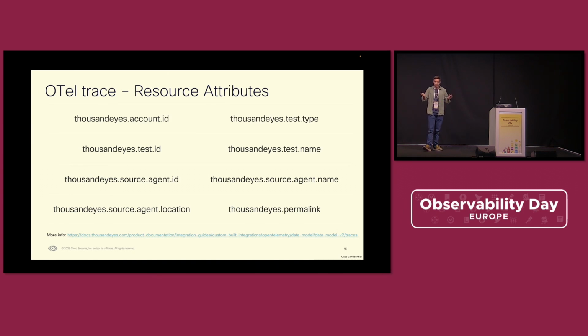And of course, it's going to be an agent running that test. So we're going to have the agent ID, name, and location. And of course, we're also going to have a permalink to jump from the place where you're visualizing your span into ThousandEyes for a deeper investigation of the network issue.